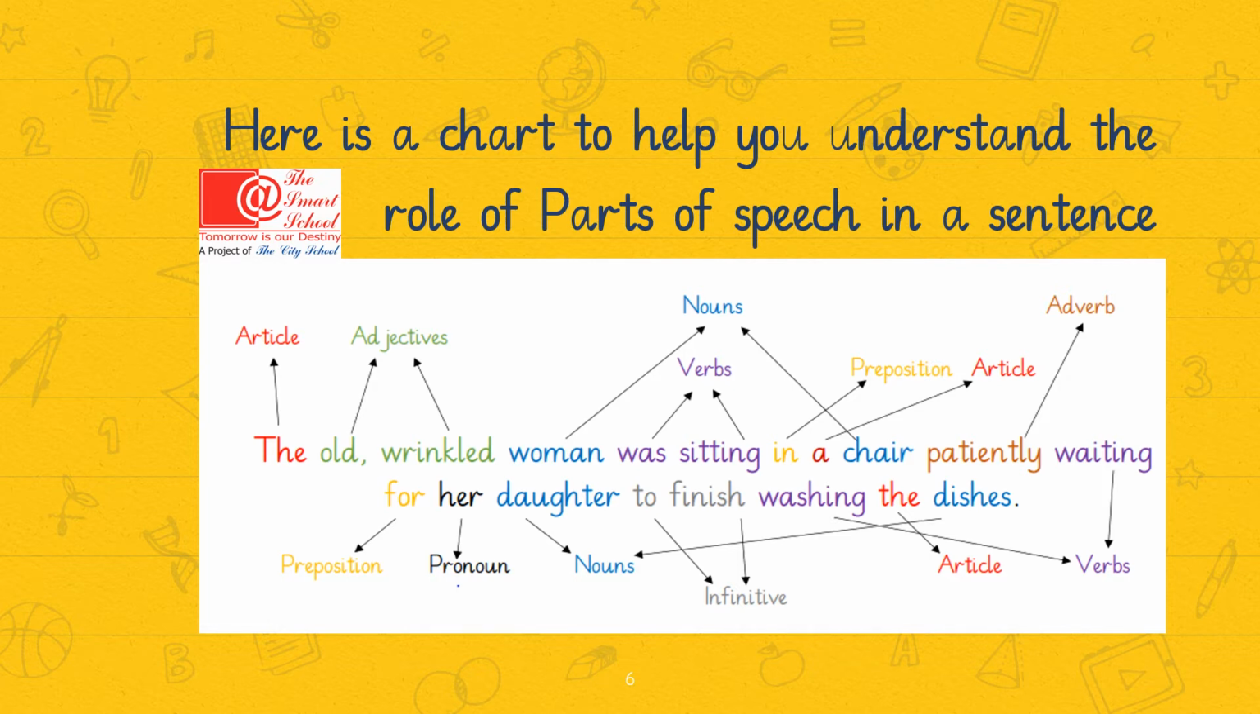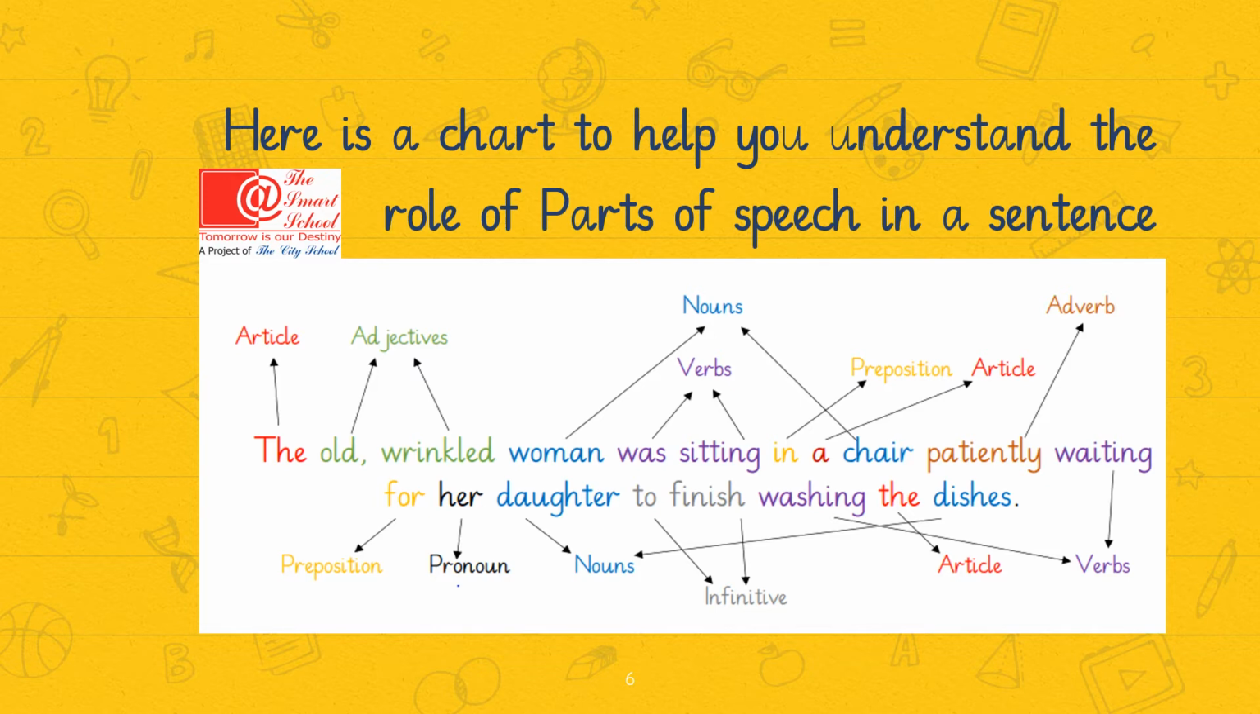Now look at the word patiently. Patiently tells us more about how the woman is sitting. And that is why patiently is describing a verb, therefore it became an adverb. Now look at the word waiting. Again, waiting is an action, that's why it's a verb.